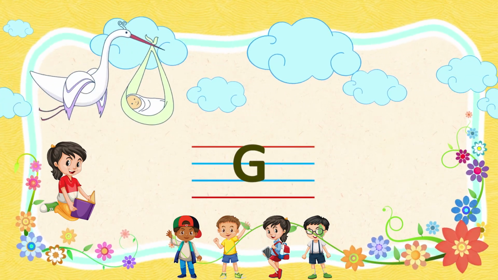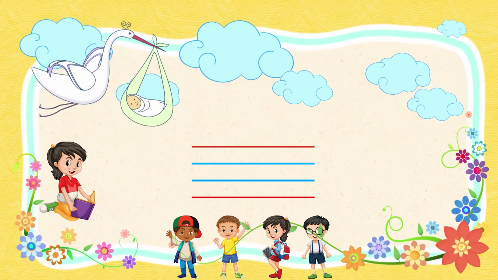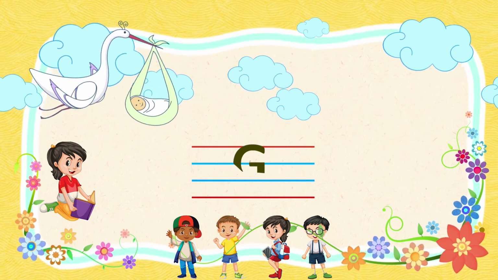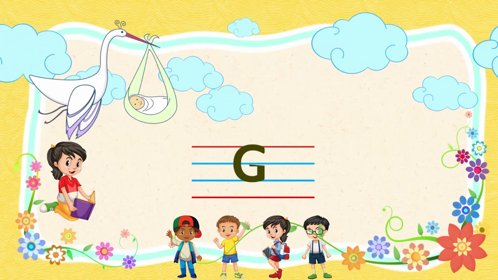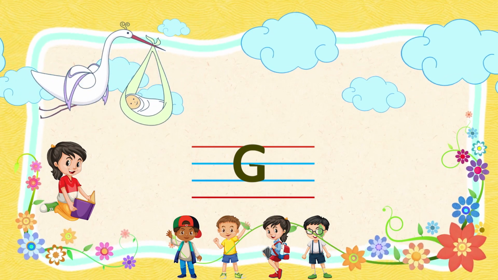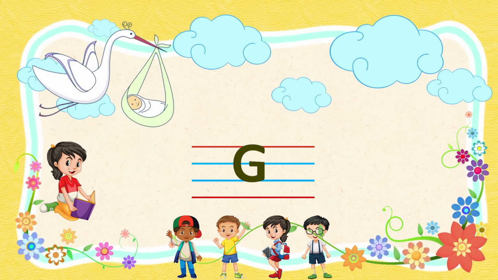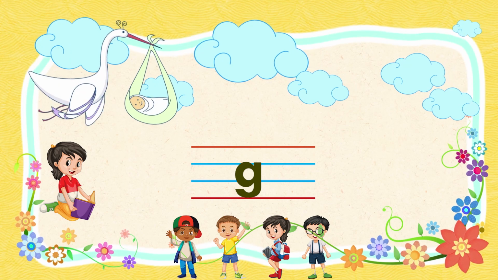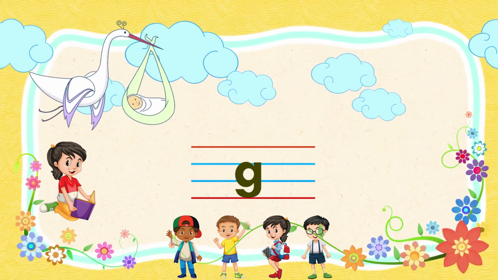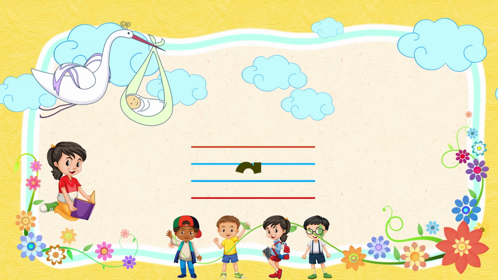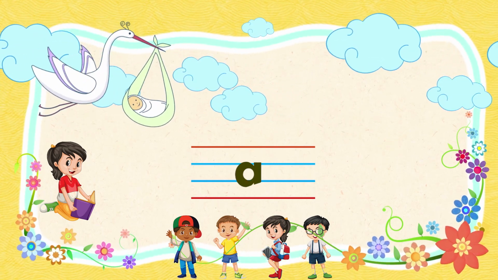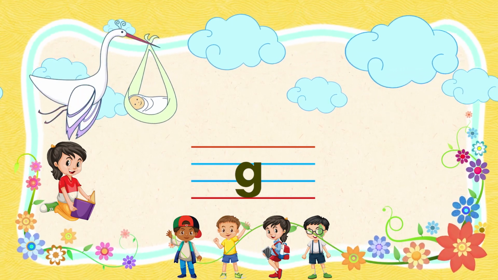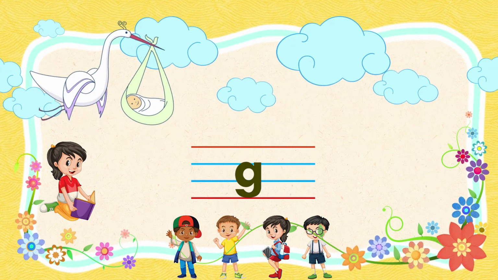Uppercase G consists of two lines. One curved line, like a big curve starting from the top to the bottom, and a straight line that goes from the middle down to the bottom. And lowercase letter g consists of two lines. That is one curved line from the middle to the bottom and another straight line that goes straight down and ends with the curve. That is a tail.